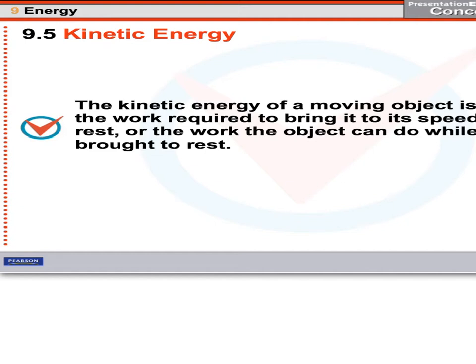Now we're going to talk about kinetic energy. This is part 2 of the energy notes. Kinetic energy of a moving object is equal to the work required to bring it to its speed from rest, or the work the object can do while being brought to rest.